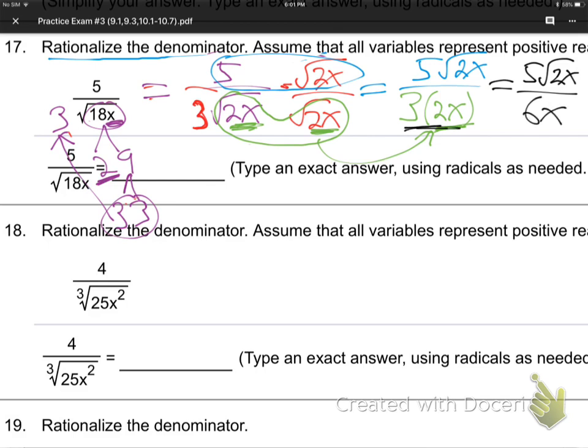You can't cancel the x's or anything because they're in different worlds. This one's in a root, and this one down here is out of the root. So we're done right there. What did we do? We got rid of the root from the bottom.